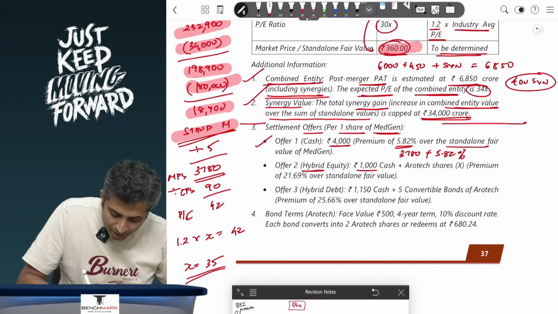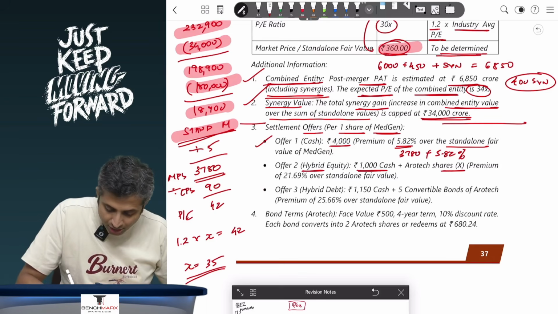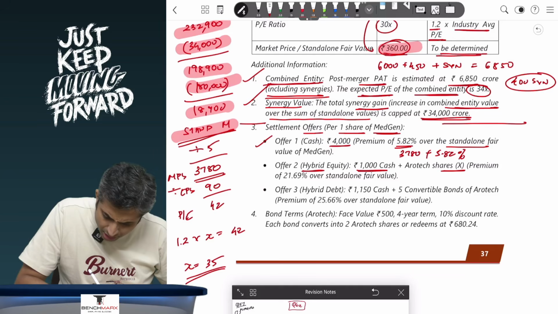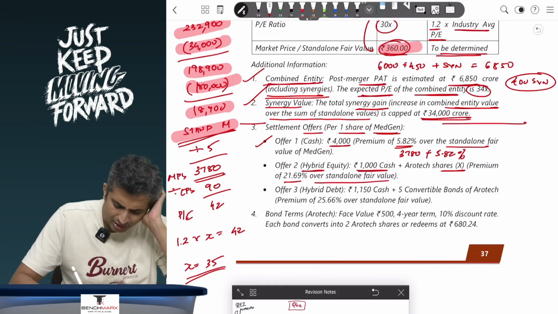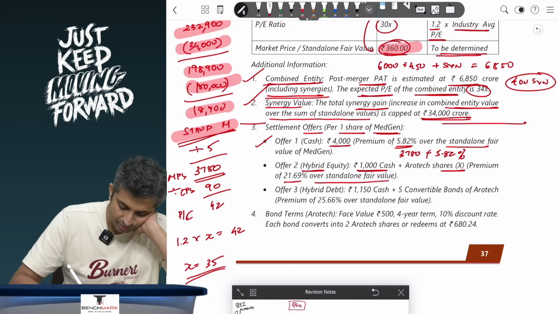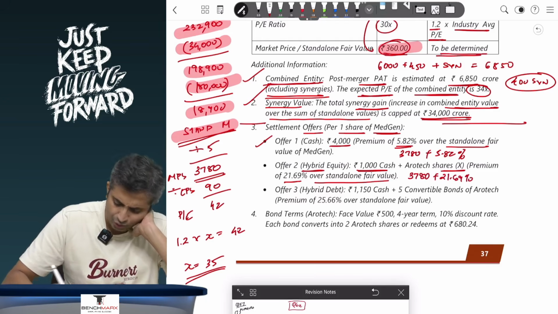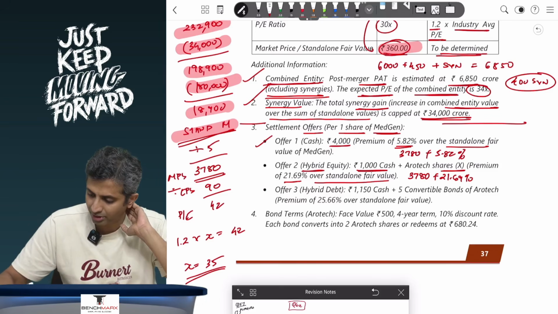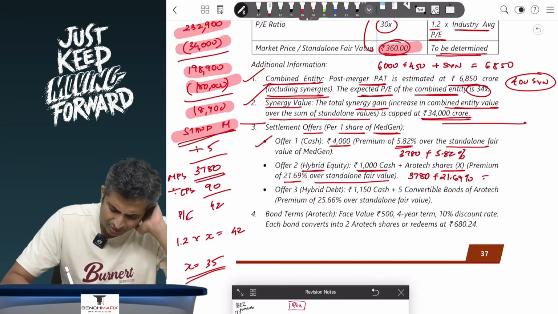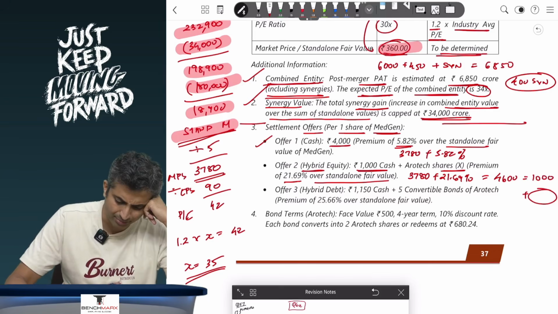Offer 2 is a hybrid offer where you are paying 1,000 of cash plus Aerotech share, premium of 21.69% over the standalone value. So how will I find this? Well, I will say ultimately the total value under this offer will be maybe 3780 plus 21.69%. So your total premium will be 3780 plus 21.69% will come to 4599 point something. This is 4,600. Out of 4,600, 1,000 is cash. Plus the balancing figure will be Aerotech shares, for example.